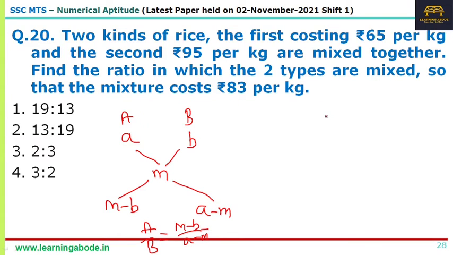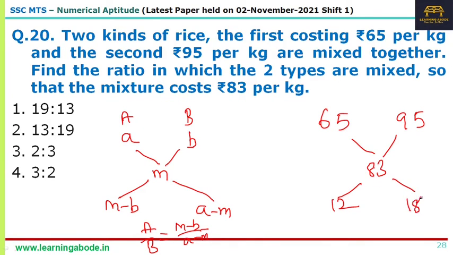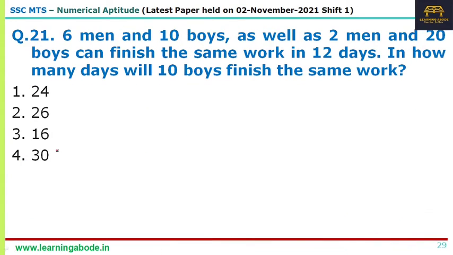So the first item is costing 65 and the second item is costing 95, and the mixture is costing 83. The difference between 95 and 83 is 12, and the difference between 83 and 65 is 18. So the first and the second are mixed in the ratio of 12 is to 18, which is 2 is to 3. That's answer option 3, the answer for question number 20. It's a very easy question, you can mark it even directly.